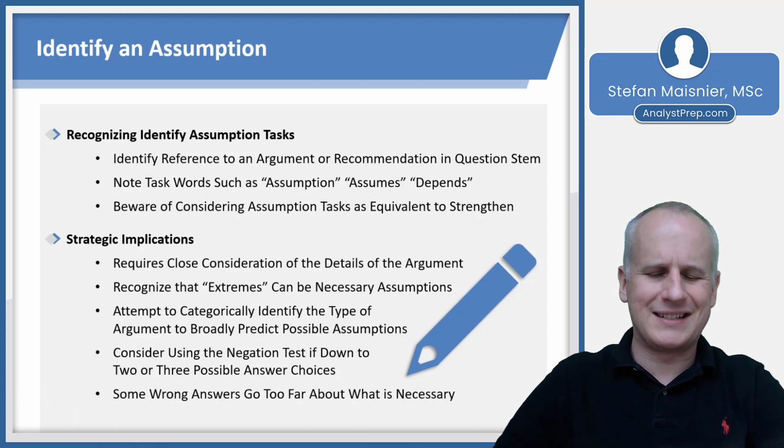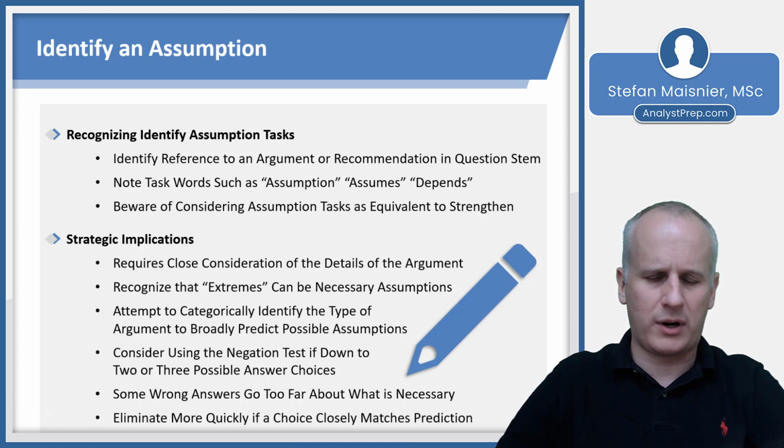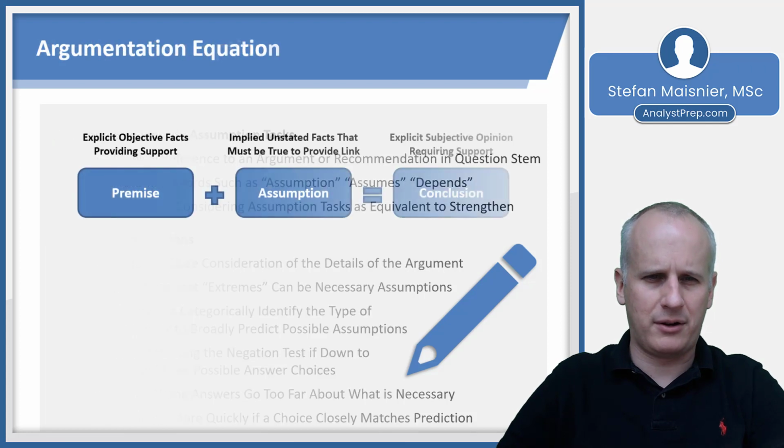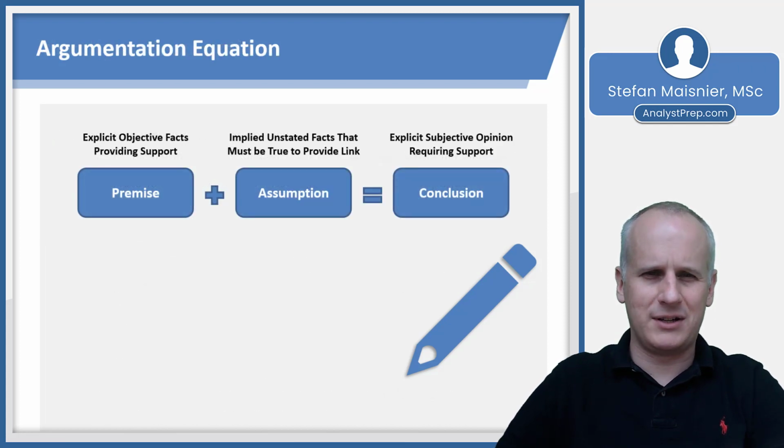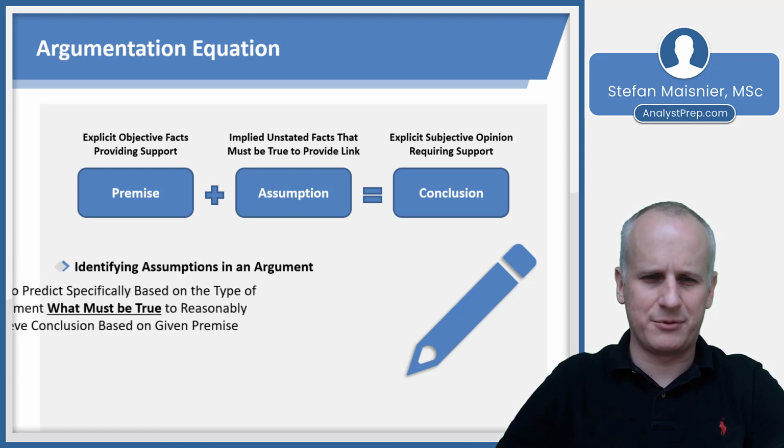Do recognize, though, that some answers will go too far about what is necessary and therefore are not 100% required by the argument. And of course, you can always eliminate more quickly if you find something that matches your prediction of what the assumption should be based on your preliminary evaluation of the argument and possibly a common argument. So you'll recognize our argumentation equation, and of course, the assumption sits right in the middle of the premise and the conclusion, the thing that must be true to link the evidence that's provided to the opinion that is requiring that evidence or support. So how do we identify assumptions in the argument?